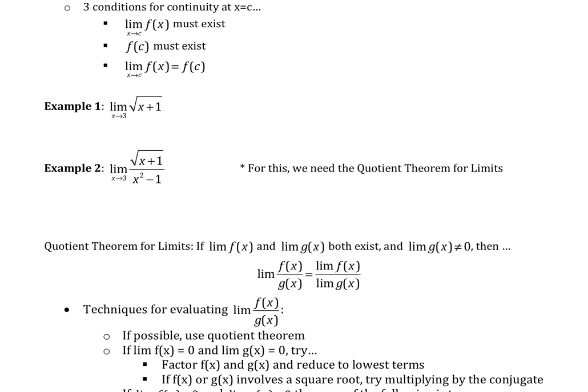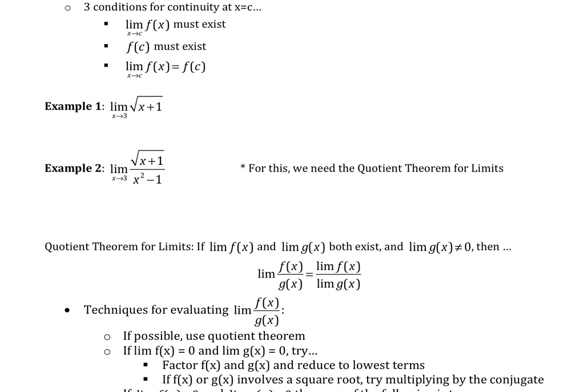So in this first example, we have the limit as x approaches 3 of the square root of x plus 1. This is one of those instances where I could do some direct substitution and plug 3 right into my function for x. And so I get 2.